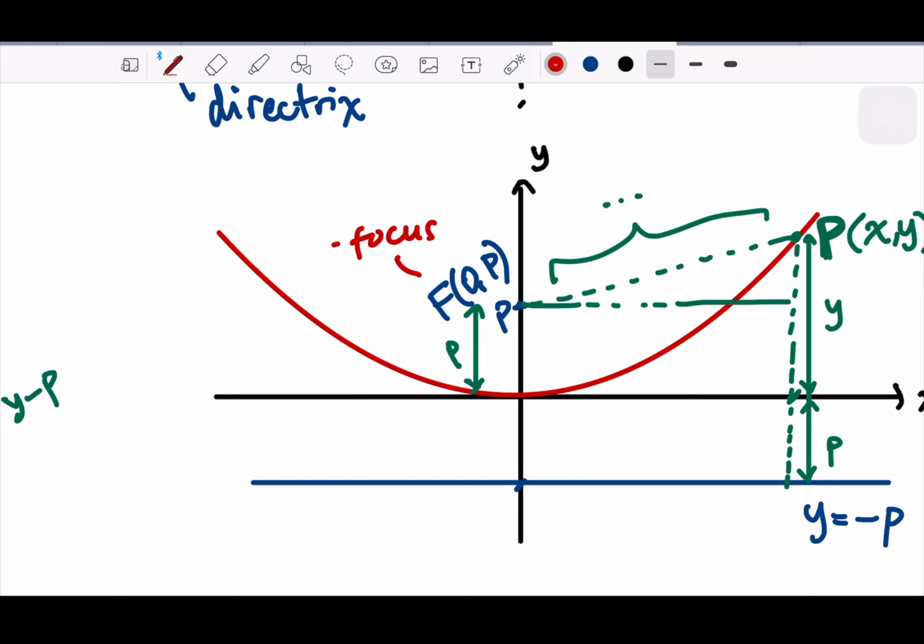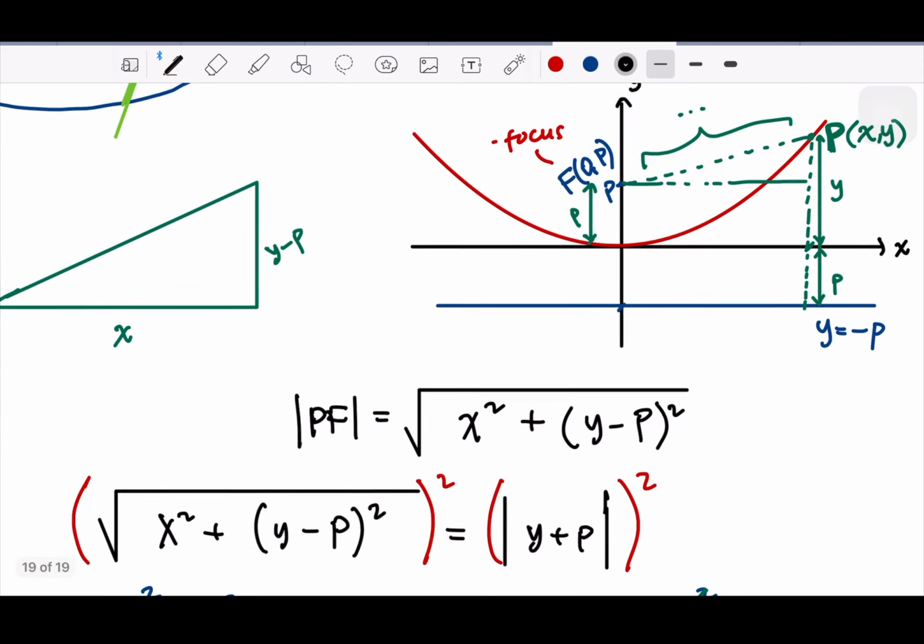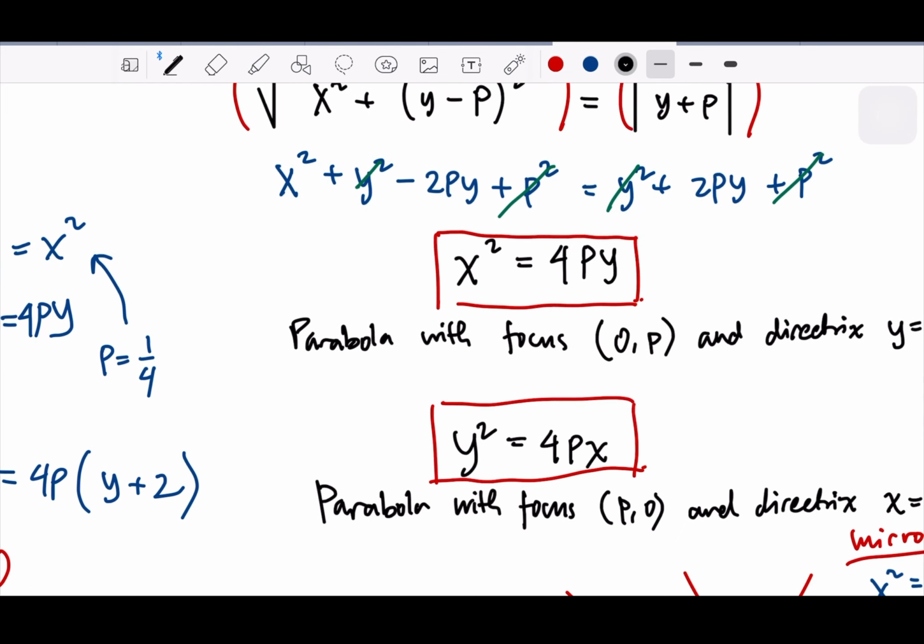And as in the definition, the distance from here to here and the distance from here to the directrix should always be the same at every point. Distance from the focus to the parabola is the same as from the parabola to the directrix. Okay, any other question? You can stick to this formula for the parabola.